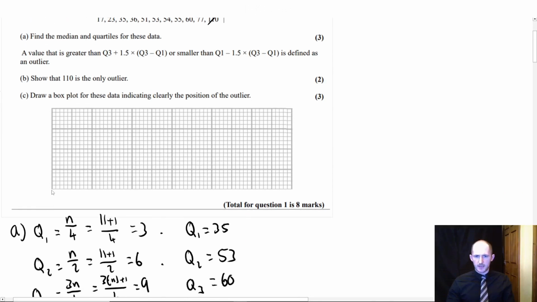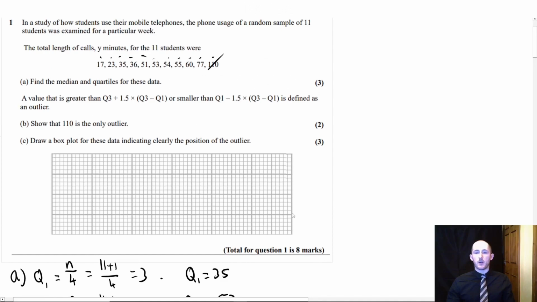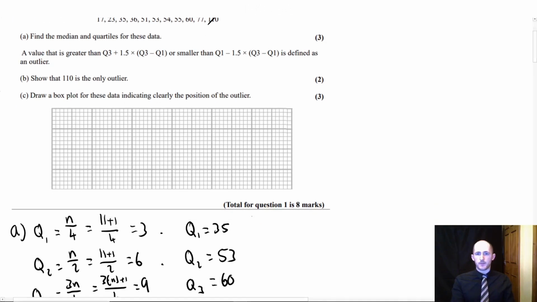How many boxes do we have? We have 1, 2, 3, 4, 5, 6, 7, 8, 9, 10, 11, 12. So we can go up in tens if we want to. So we could start with like 10 here. I think we can start with 0, but let's do here 10, 20, 30, 40, 50.